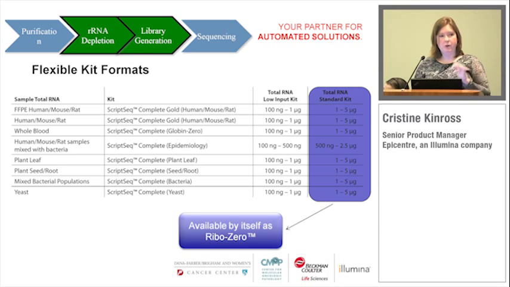And if you prefer lower input, if you've got less in your sample, or you simply want to make sure that you have some in reserve and you're not using your entire sample in that reaction, then we have a bundled kit, which combines the ribosomal depletion step and the library prep step, which is required next. That way you don't lose any sample diversity between the two.